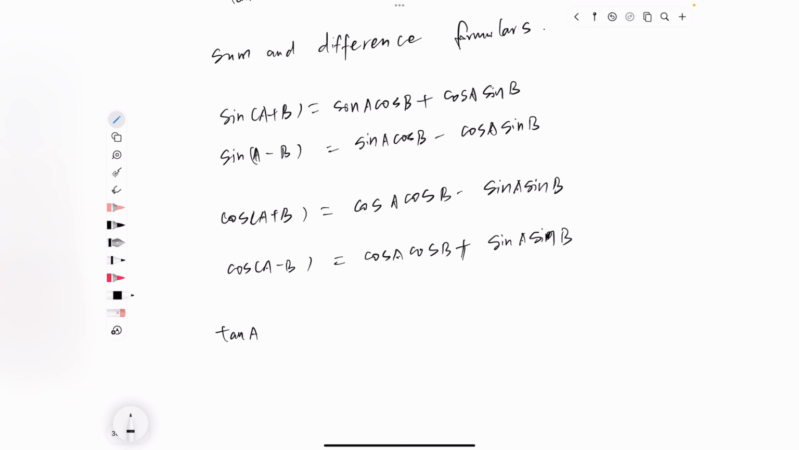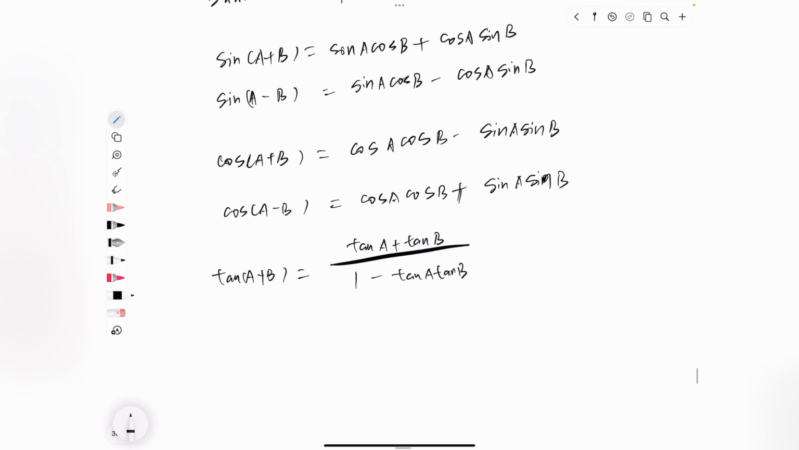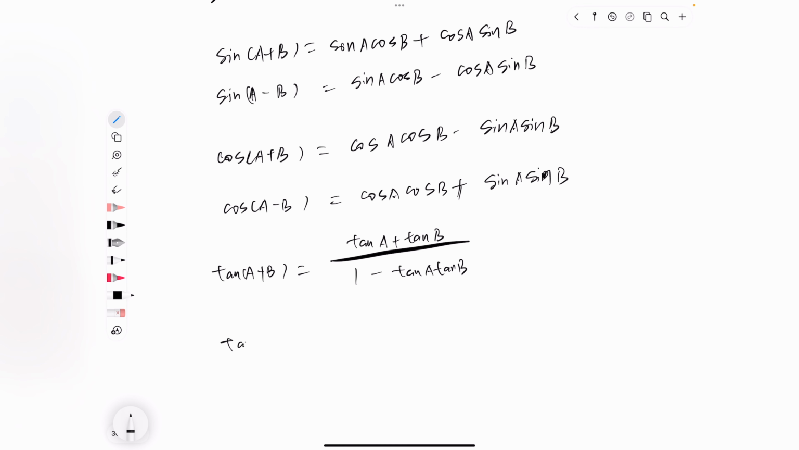So tangent A plus B equals tan A plus tan B over 1 minus tan A tan B. Tan A minus B, that'll be tan A minus tangent B over 1 plus tan A tan B.